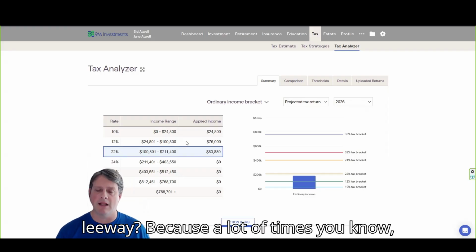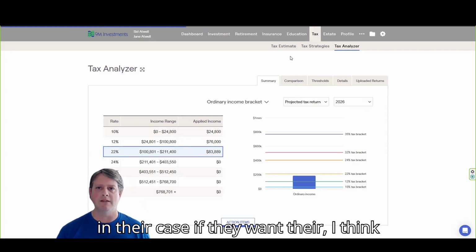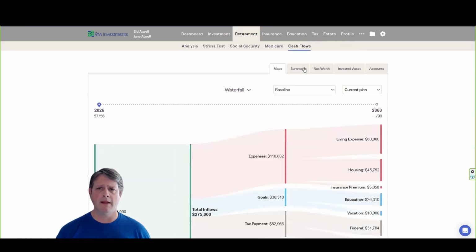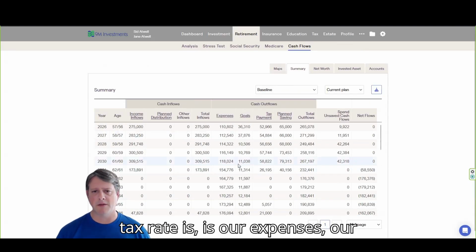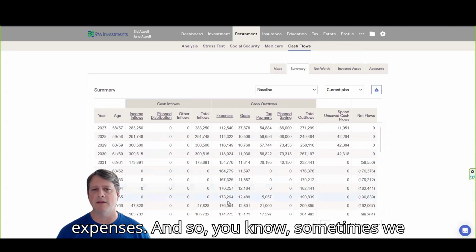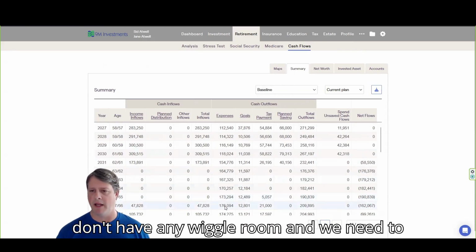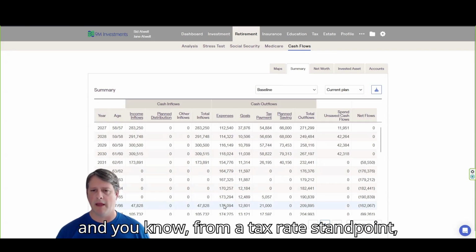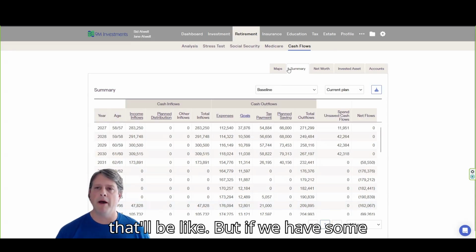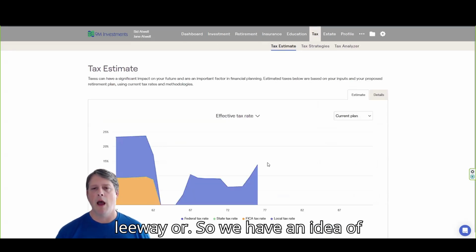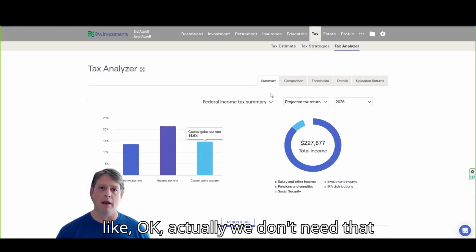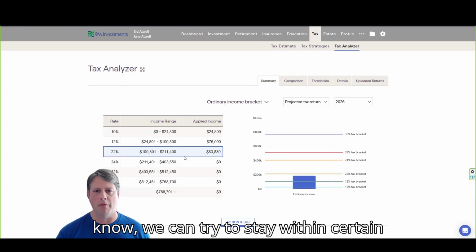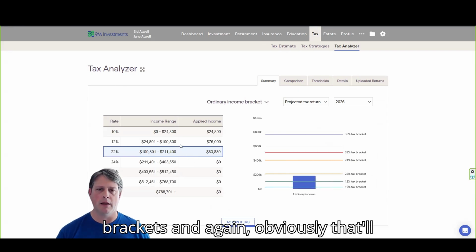Do we have leeway? Because a lot of times, in their case, if they want close to 200,000 there, it doesn't matter what the tax rate is, our expenses are our expenses. Sometimes we don't have any wiggle room and we need to come up with what we need to come up with. And from a tax rate standpoint, that settles what that'll be like. But if we have some leeway, or we have an idea that actually we don't need that much income on an ongoing basis, we can try to stay within certain brackets. And again, obviously that'll help pay less taxes along the way.